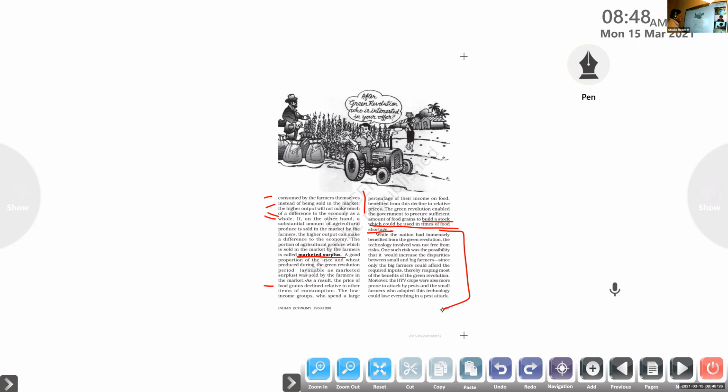While the nation had immensely benefited from the Green Revolution, the technology involved was not free from risk. Because of Green Revolution, the entire economy, the entire country, the government, the poor people, everyone got the benefit. But the technology used to increase the production was not free from risk. One such risk was the possibility that it would increase the disparities, the difference, between small and big farmers.